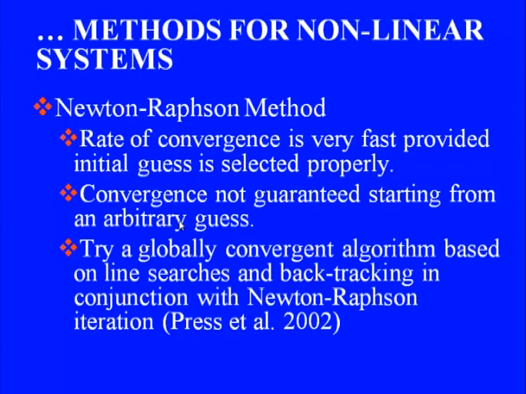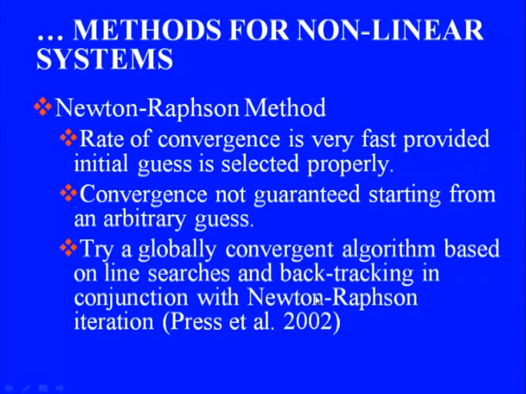To ameliorate this situation, various versions of algorithms have been proposed in literature. One popular scheme which you can find in the numerical recipes book is called globally convergent Newton-Raphson method, which is based on line searches and backtracking in conjunction with the Newton-Raphson iterations which we have just seen. So, if you are interested in this algorithm, please have a look at the book of Press et al.